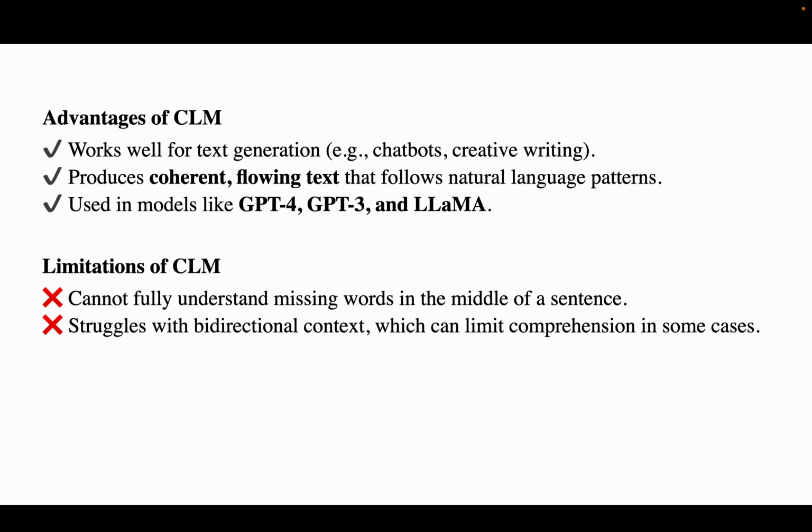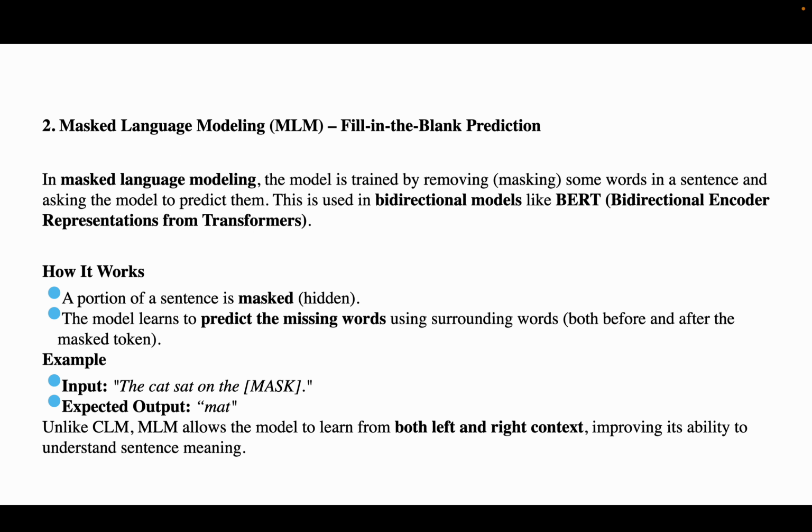The advantages of CLM: it works well for text generation like chatbots, creative writing, etc. It produces coherent text that follows the natural language patterns, used in models like GPT-4, GPT-3, and Llama. Limitations are it cannot fully understand the missing words in the middle of the sentences. For that, we have a different method. It struggles with the bidirectional context, which can limit comprehension in some cases.